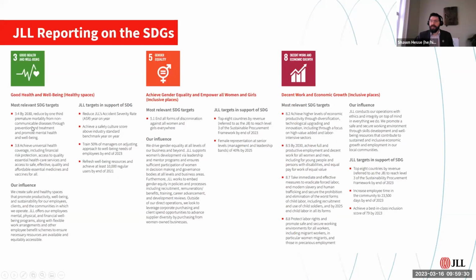When we get into the reporting side of things, again, we're getting down to the target level, right? So you can see exactly this says, by 2030, reduce by 1/3 premature mortality from non-communicable diseases, et cetera. These are the actual targets that the UN is measuring at the national and global level. And then you can see how JLL has aligned targets internal to the organization that are going to move the needle on those global metrics, right?